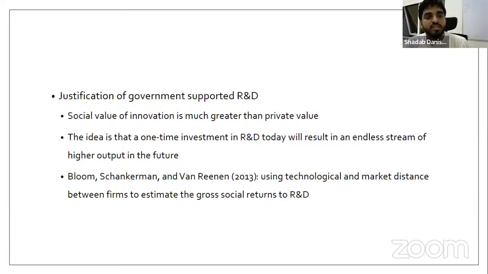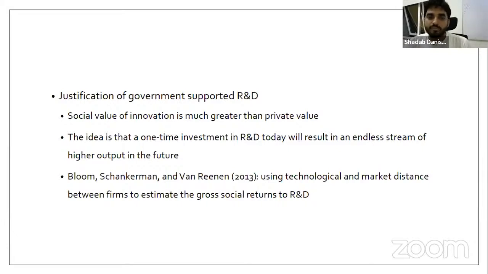So the idea is that a one-time investment in R&D today will result in an endless stream of higher output in the future. One investment in R&D and the development of one product and one technology not only helps that one technology, but there can be multiple products from it. That is also going to help build new products in the market, and one can capture the market with that.